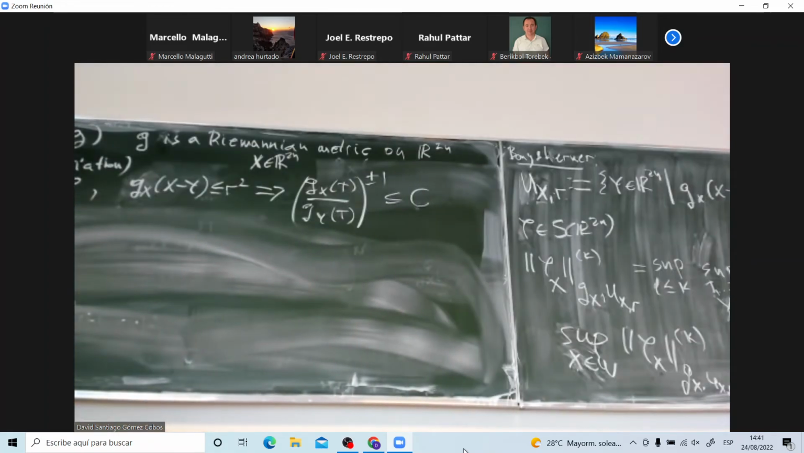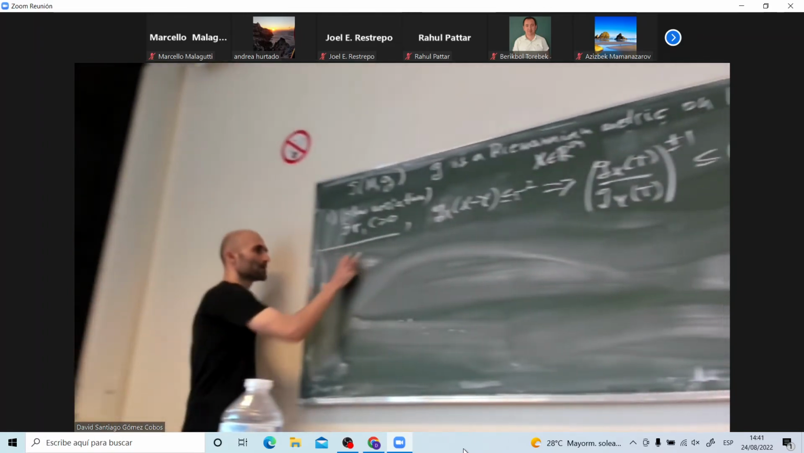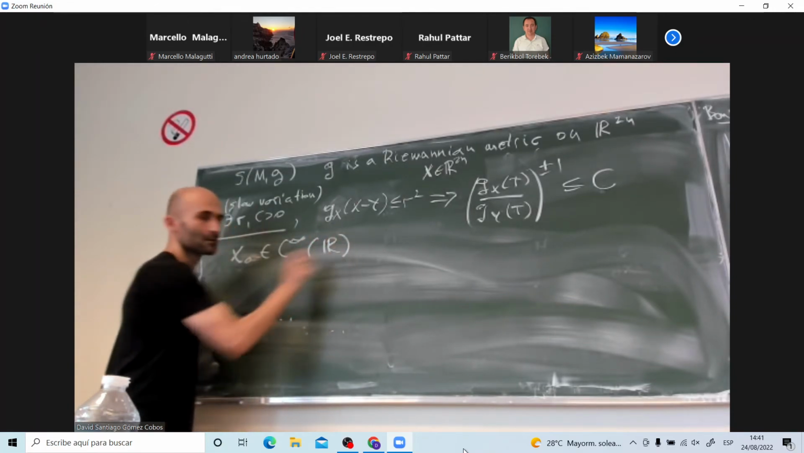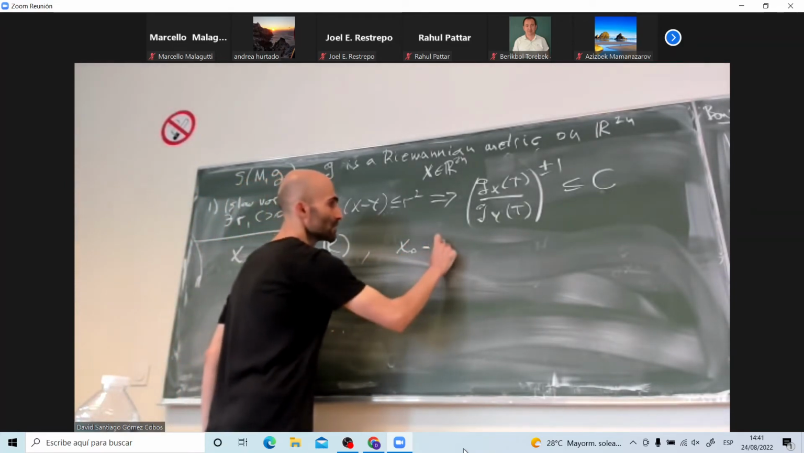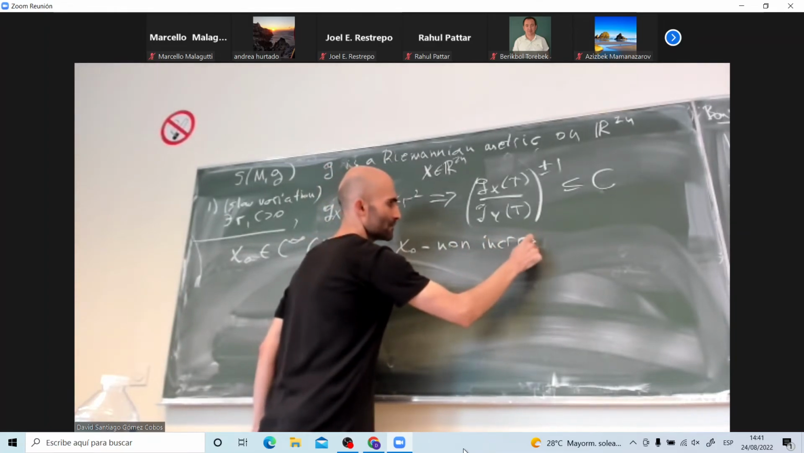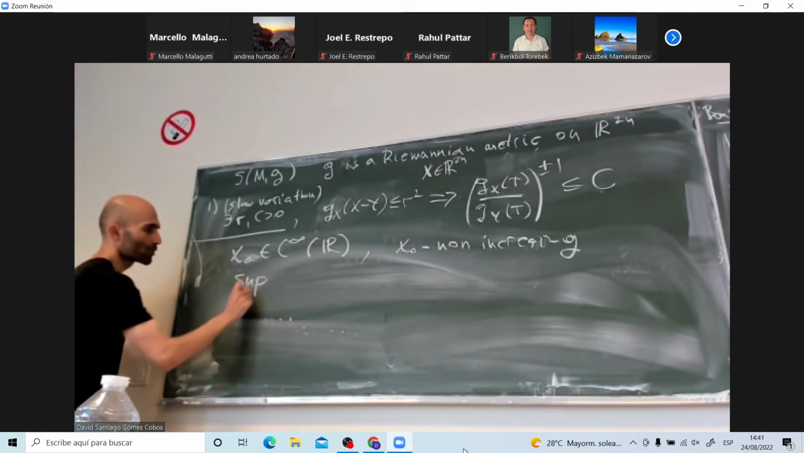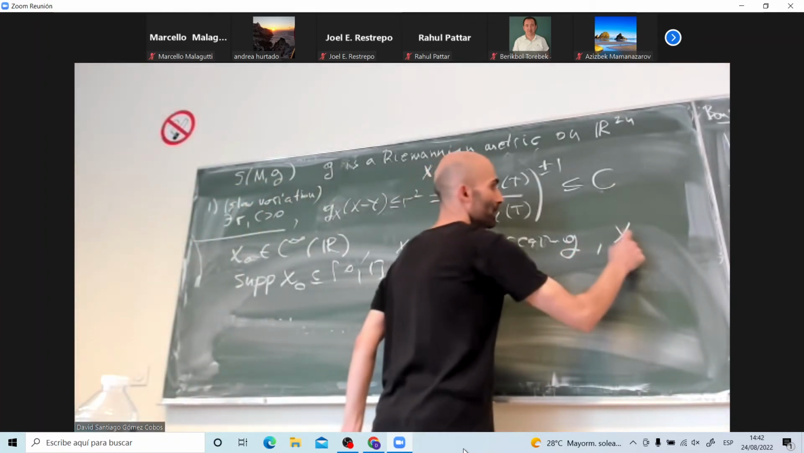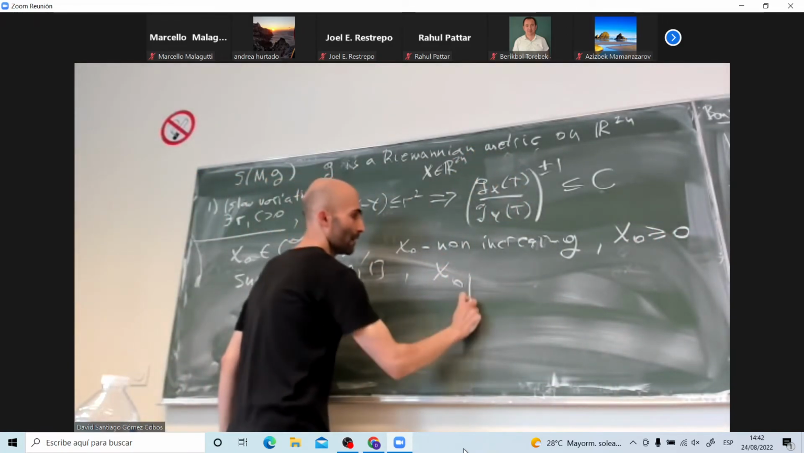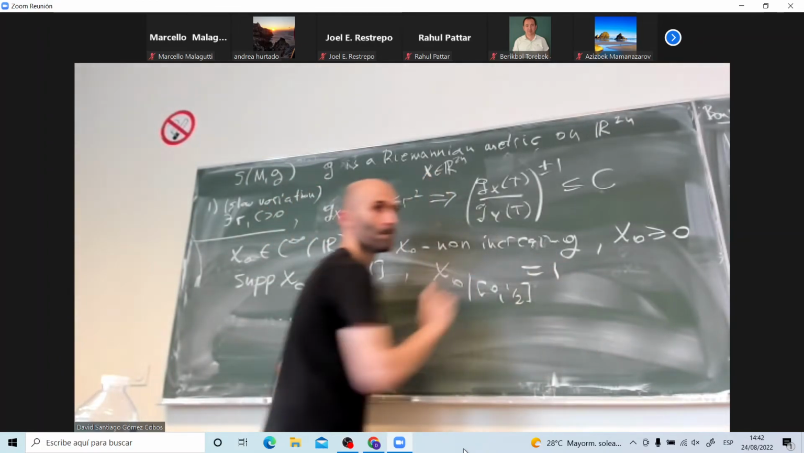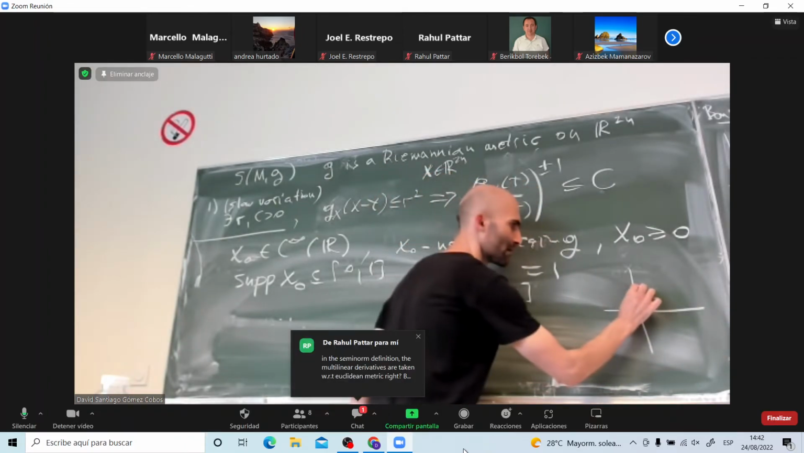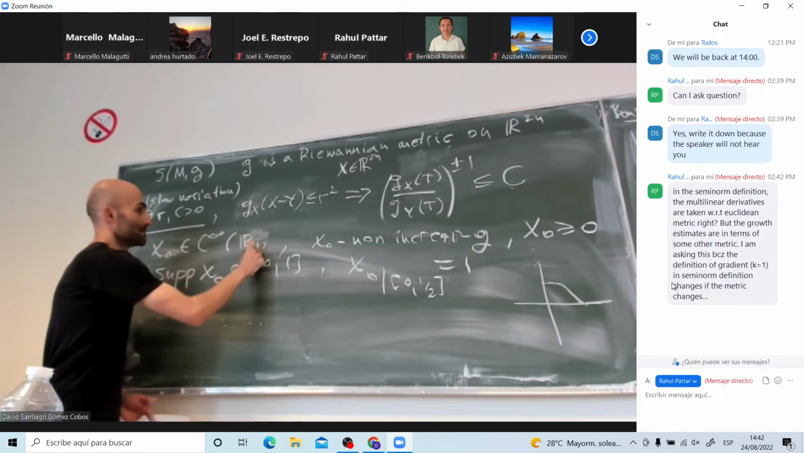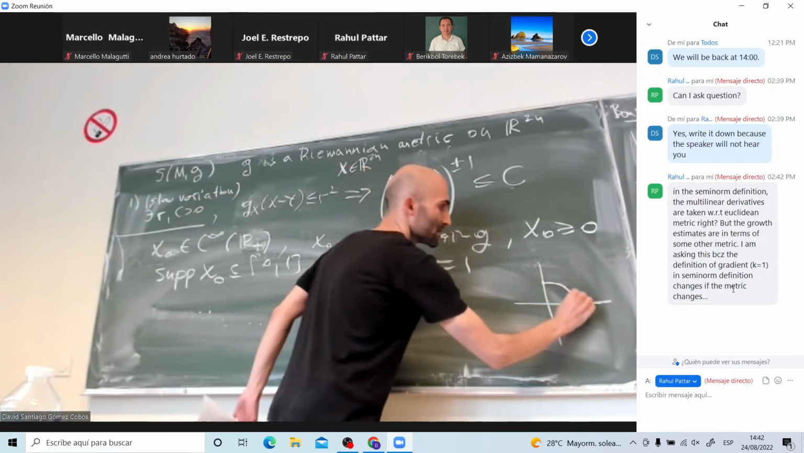So let me now not make a stupid mistake. So I take h-naught in C infinity of R, so just one variable. H-naught is non-increasing. It has a support in [0, 1]. It is non-negative. And restricted to [0, 1/2] it is 1. So this is something like this. A lot of words for something like this. So in R plus, only from here onwards. I don't care anything about it.